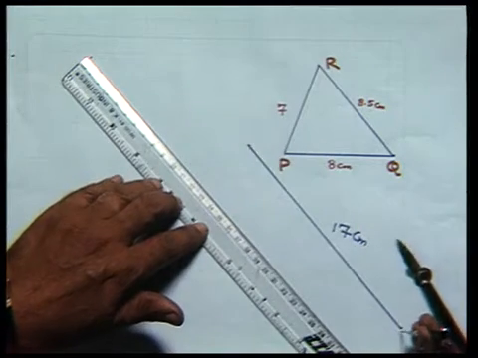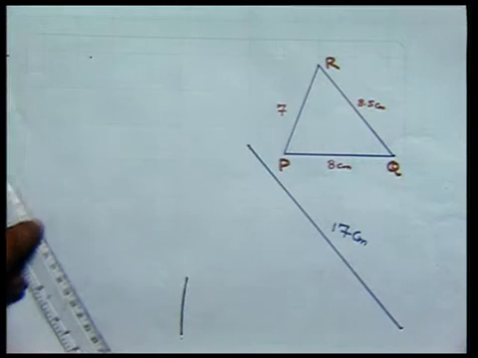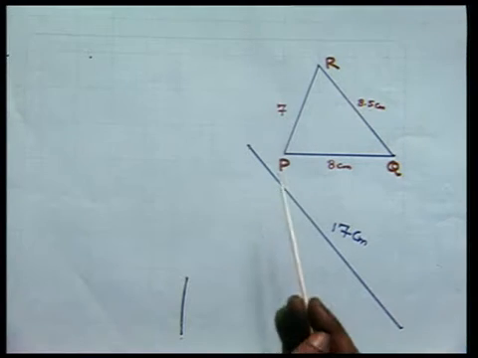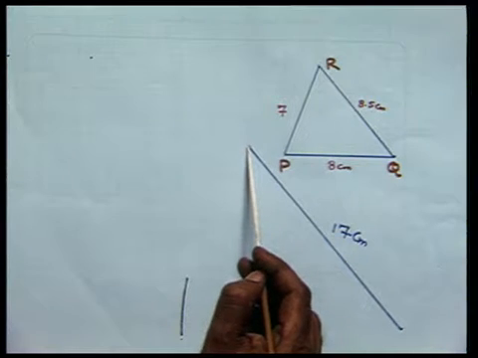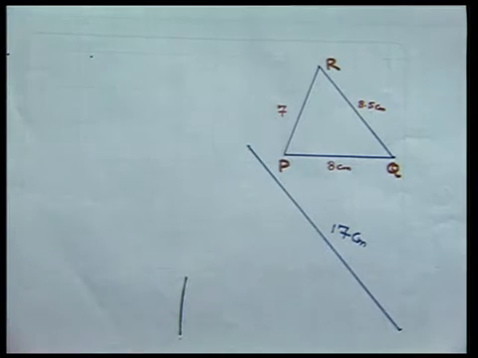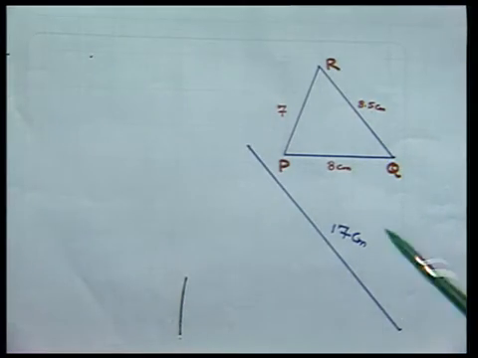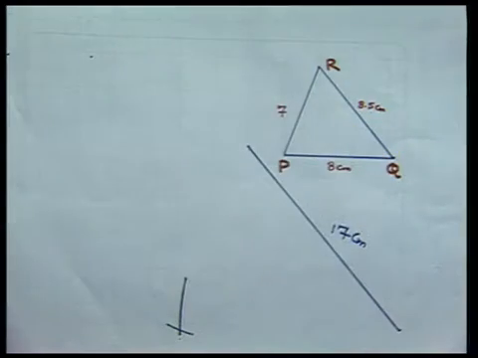This is 16. Taking this as center, I will draw one arc. And to get a point corresponding to P, I have to draw another arc taking this as the center and opening the compass by 14 centimeter. This compass I have opened by 14 centimeter and we draw an arc over there. So these two arcs are meeting each other at this point.